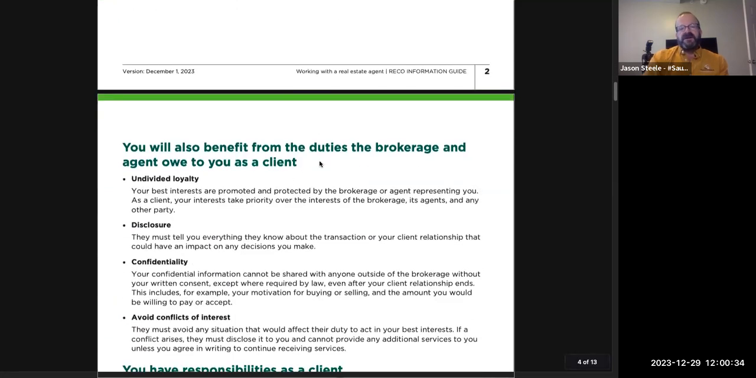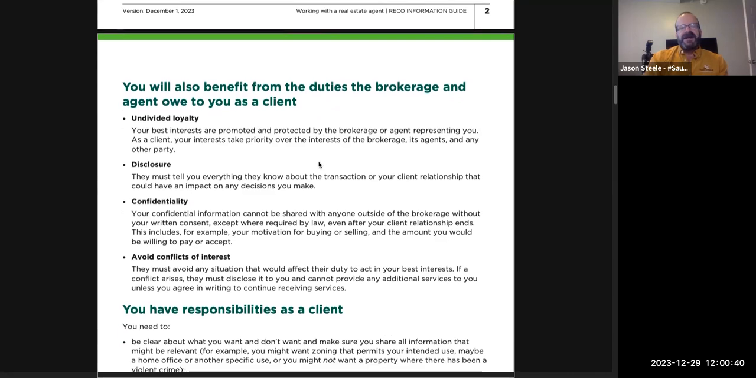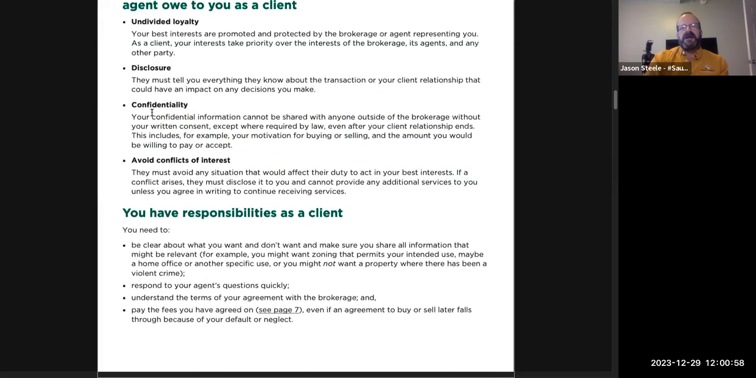You will also benefit, this is page 3, from the duties the brokerage and the agent owe you as a client. So as a client, undivided loyalty, folks. They must disclose everything they know and be able to get information. And if they can't, they also must disclose that. Confidentiality, you are owed the highest level of confidentiality to anyone outside of the brokerage. Now, that would be except for where required by law. And there's a few things, if you're doing anything that's illegal, stuff like that.